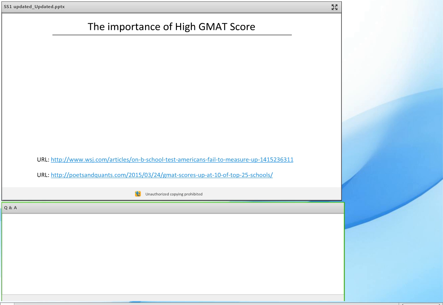And I want to talk about certain stats over here, which will tell you the role that GMAT score plays and the role that other things play with regards to your application. Okay, the first thing is this article, which is about a 5-year-old article, but it's very relevant even today. Actually, it's way more relevant today than it was 5 years ago. This article is titled "On B-school test, Americans fail to measure up." It was written in the Wall Street Journal by one of their most famous correspondents. And then some supporting data is also available on Poets and Quants overall.